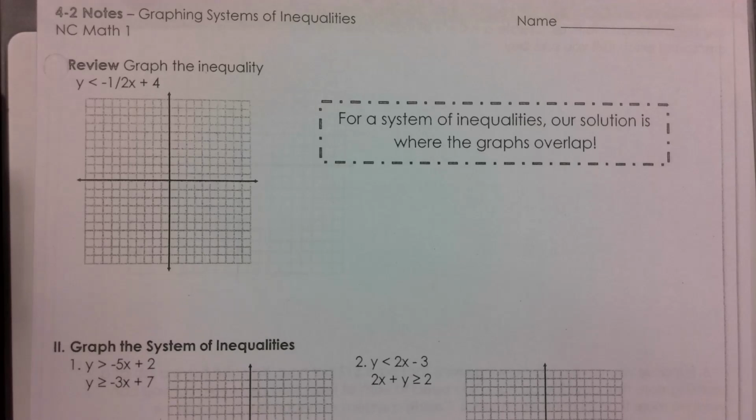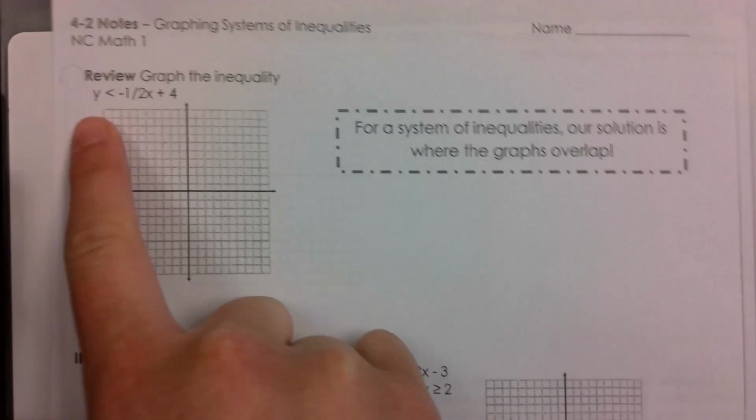All right, so we're picking up where we left off yesterday. So yesterday we just had one inequality that we graphed. So we're going to start by doing that again, just to remember how to do everything. So we want to graph the inequality y is less than negative 1/2 x plus 4.